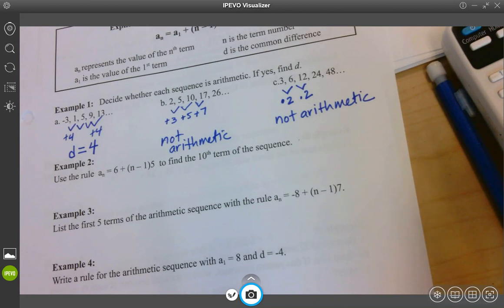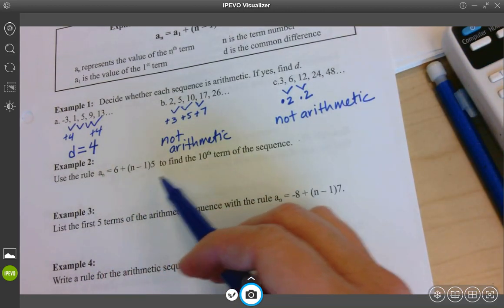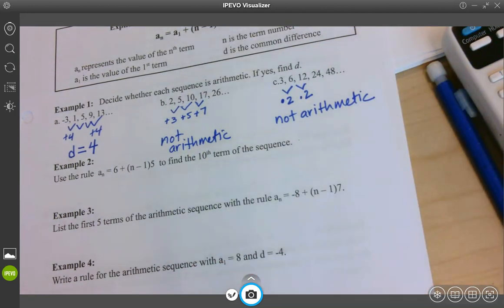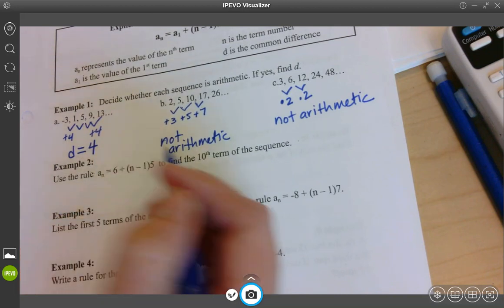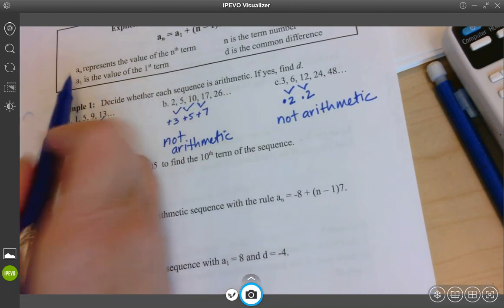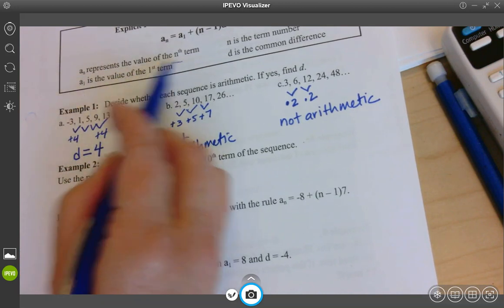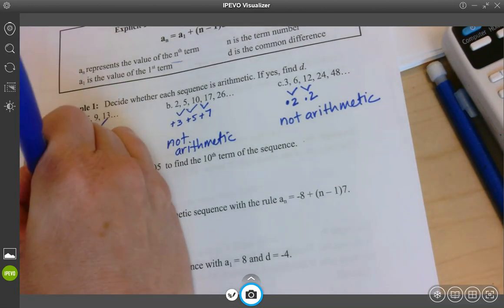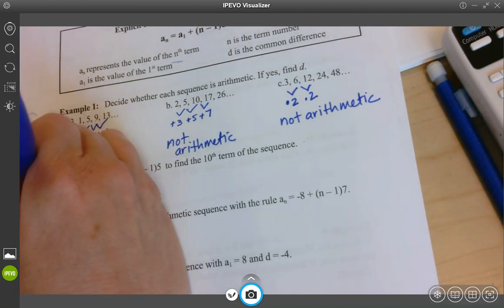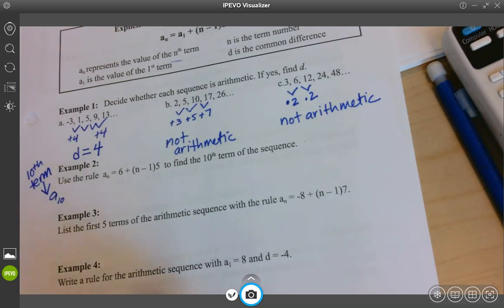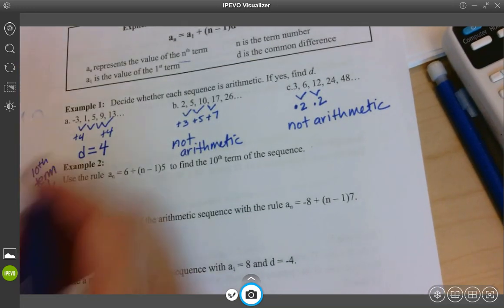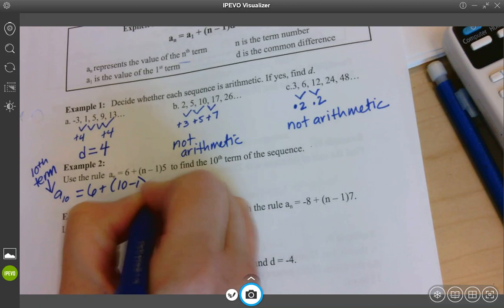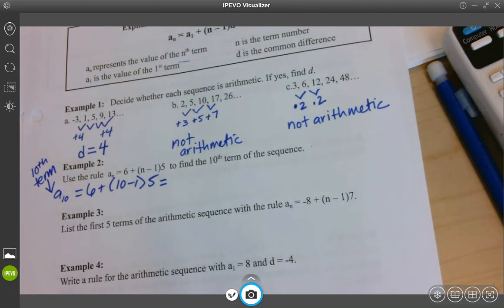All right. So this one doesn't tell you any of the terms. It just tells you the rule, and we want to find the 10th term. So when I say a sub n, that's meaning the nth term. A sub n, it says it up here, is the nth term. So if I want the 10th term, I'll write a sub 10. That just means 10th term. Tenth term. All right, and then you just substitute it in. 6 plus 10 minus 1 times 5, and calculate that and get an answer.